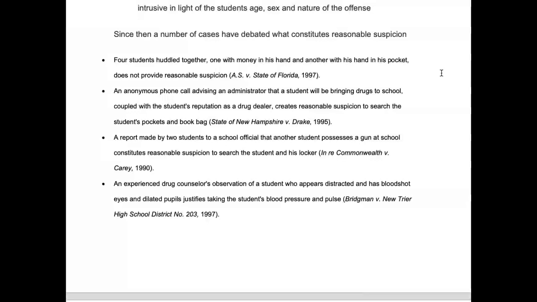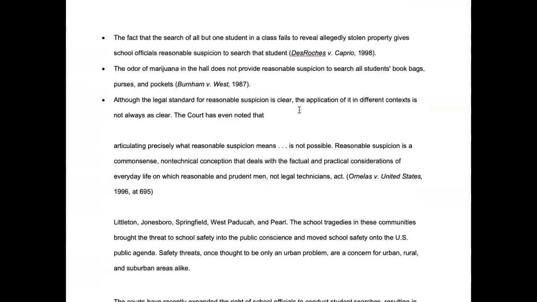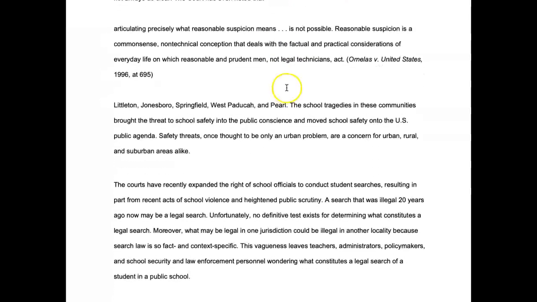You have another one with a gun at the school. That constitutes reasonable suspicion. And then someone who has bloodshot eyes, dilated pupils, that does it too. There's a few more talking about if you've searched everyone in class, but the one person's not been searched yet, and the item's not been found, that gives you reasonable suspicion, and so on and so forth. Now, probably the best description of reasonable suspicion is really just the consideration of everyday life. So, what is reasonable to a normal person? If a normal person thinks that there's a reasonable chance that that person has it on him, then go ahead and search him.